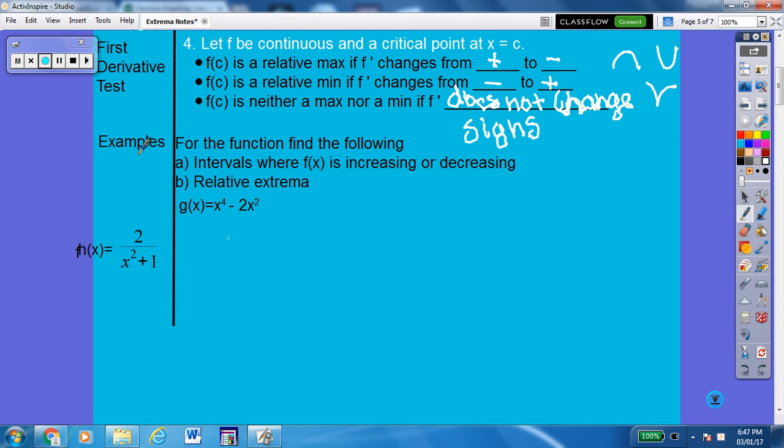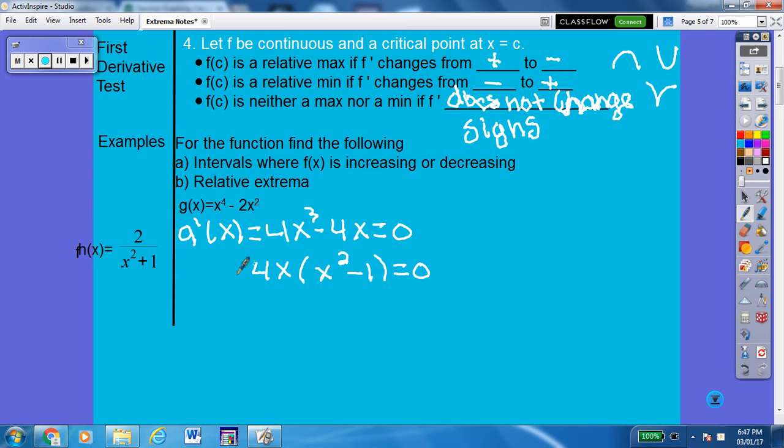So I'm going to go ahead and put g prime of x equal to 4x cubed minus 4x, and I'm going to set that equal to 0 because I'm finding my CPs. It's not going to be undefined, so just CPs from derivative 0. So factoring out 4x gives us x squared minus 1, and that's still equal to 0, which means x is equal to 0, or x squared is equal to 1 from setting this one to 0.